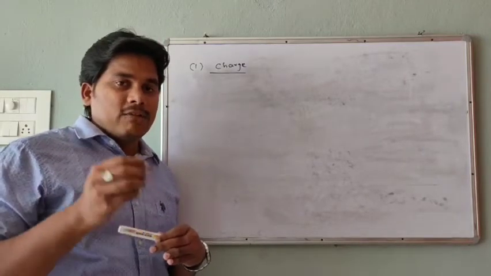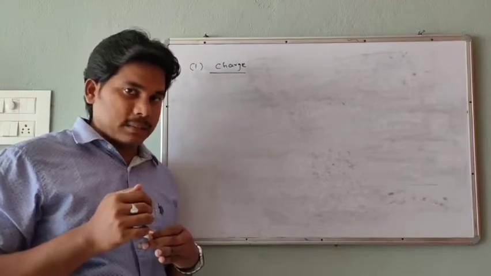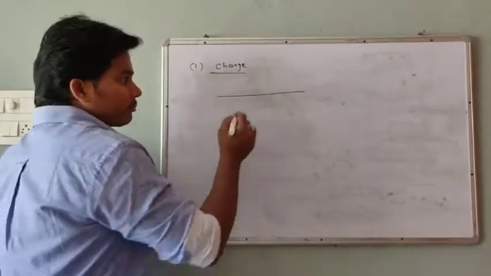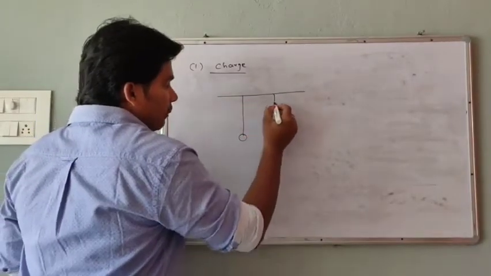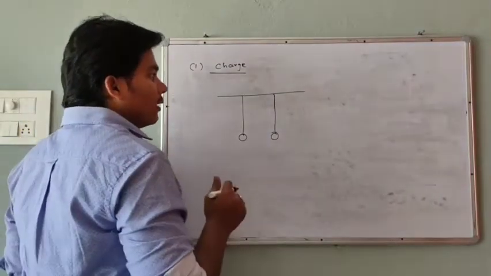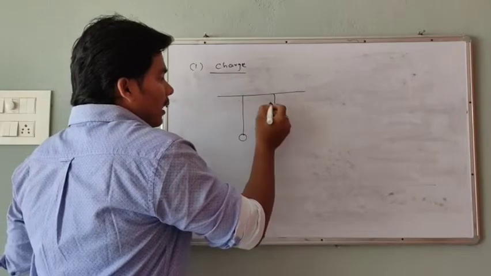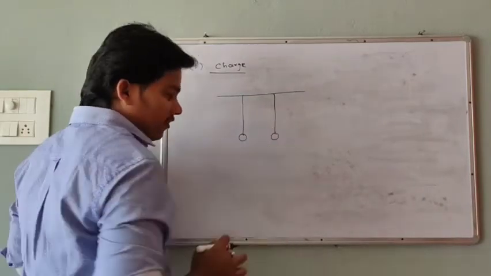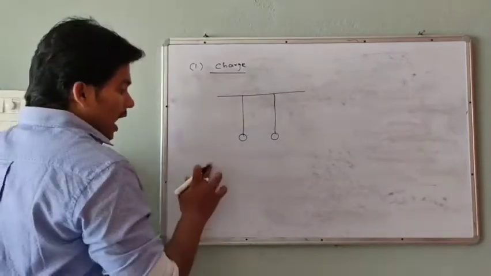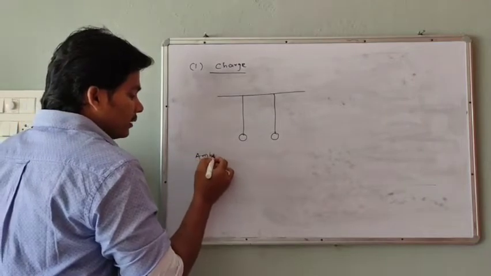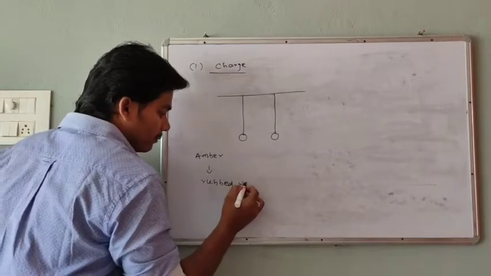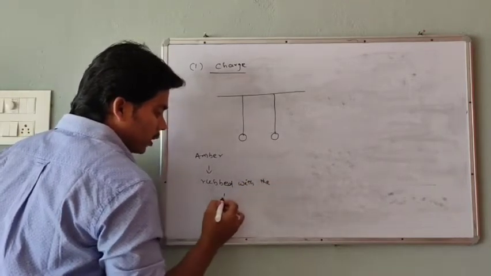For this, we will discuss a little bit with a simple example. I will take two pendulums hanged from a fixed surface. These two pendulums are touched with different objects, and what are these objects? They are charged objects. First of all, I will take an amber which is already rubbed with woolen cloth.